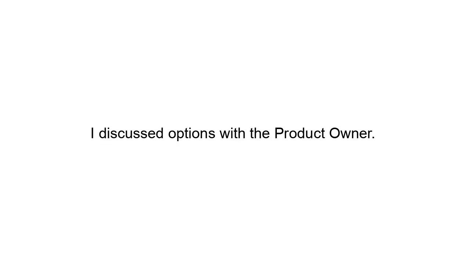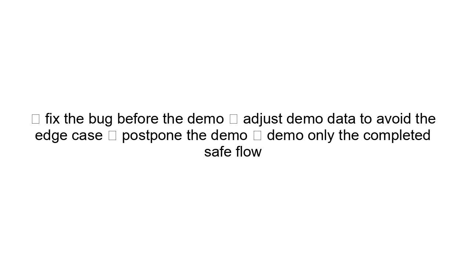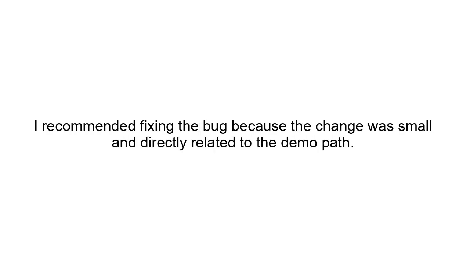existed. I discussed options with the product owner. The options were: fix the bug before the demo, adjust demo data to avoid the edge case, postpone the demo, or demo only the completed safe flow. I recommended fixing the bug because the change was small and directly related to the demo path.